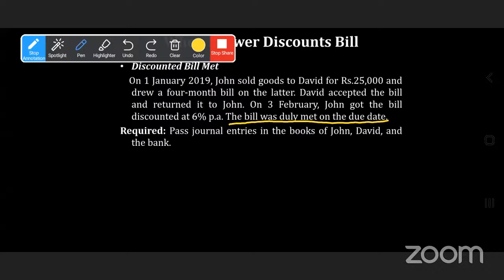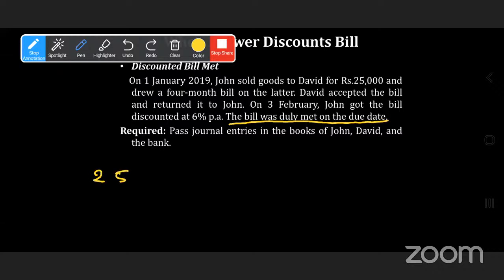Now the bill was discounted on February 3rd. John got the bill discounted at 6% per annum on February 3rd. The bill was discounted at the rate of 6% per annum. Now you have to calculate the amount of discount.